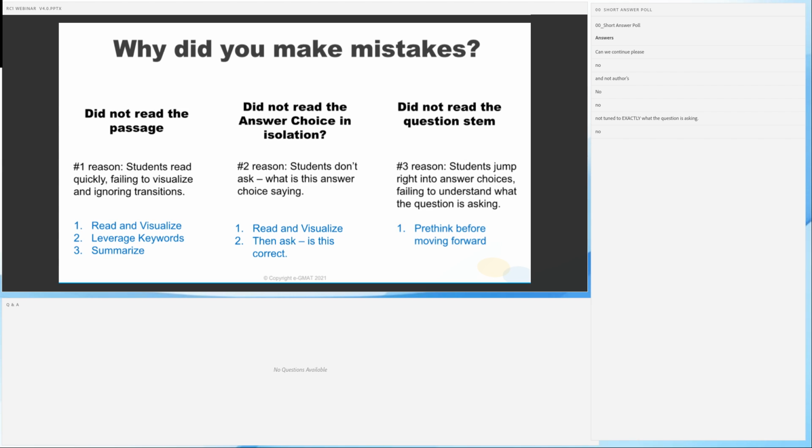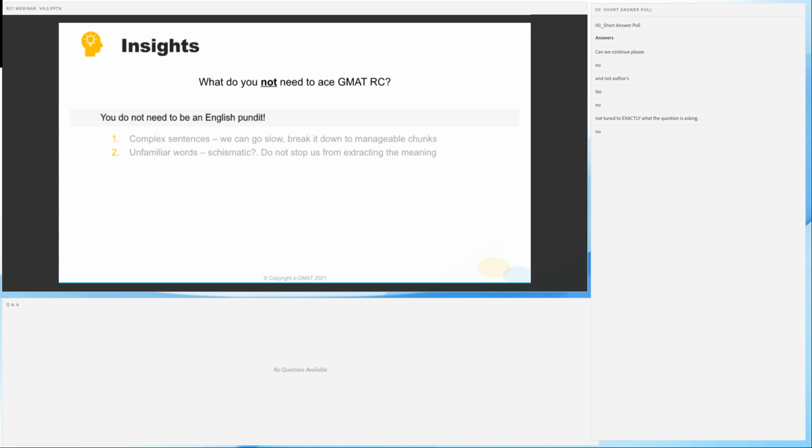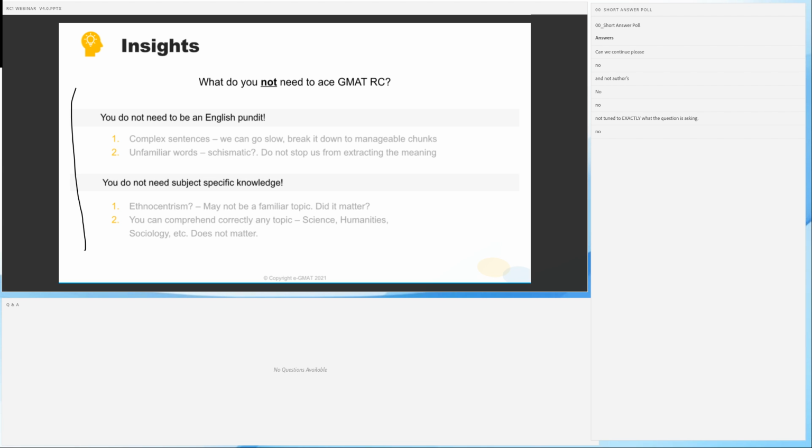Here are some of the takeaways that you need to have. Let's look at another piece here. But the one thing that I want to make sure is you don't need to be an English pundit. You don't need to be someone who's been reading left and right. You need to be careful overall in answering RC questions. And you don't need subject-specific knowledge. A lot of people think, hey, I've got to really get subject-specific knowledge. You've got to know a lot about the world. No, that sometimes helps, but not in general. You don't need that. Okay.